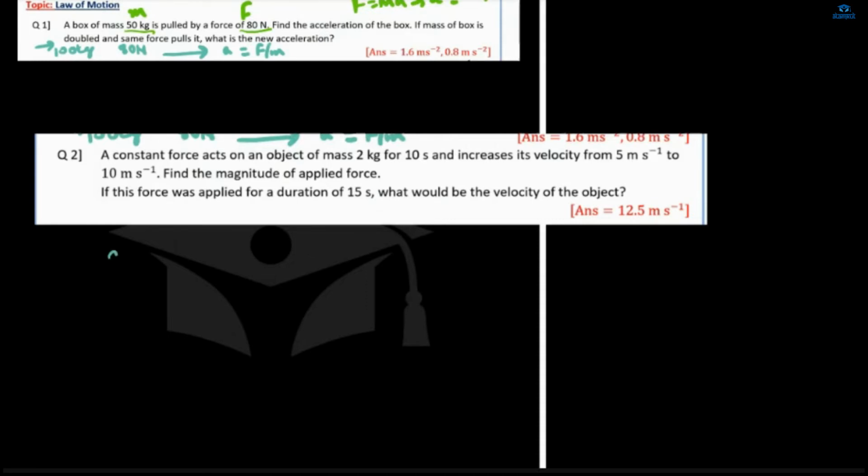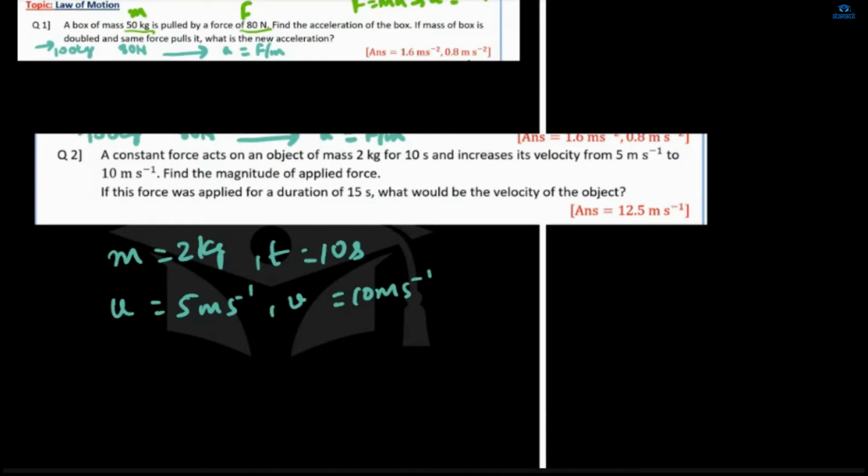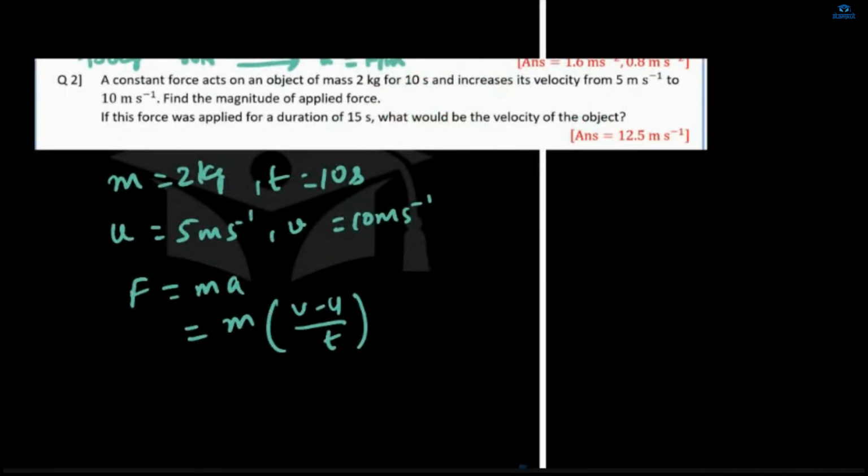We are given mass is equal to 2 kg. We are given time is equal to 10 seconds. We are given that it increases its velocity from 5 meter per second to 10 meter per second. It means we are given u as 5 meter per second and v as 10 meter per second. Find the magnitude of applied force. Everyone can find it, yes or no? Yes, ma'am. Obviously, because F is equal to ma, and a is equal to (v minus u) by t, and all quantities we know. So we can easily find the value of F.